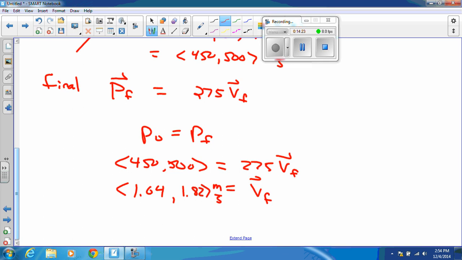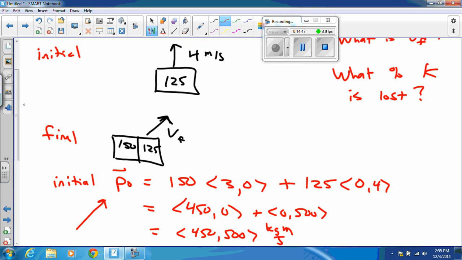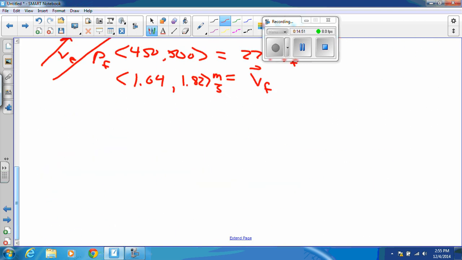And please notice that the V final is in exactly the same direction as the P final, it just has a different magnitude, which is the question we asked. So finding the V final is a simple matter of momentum accounting. Answering the second question, what percentage of kinetic energy is lost, is slightly more complicated. It's a matter of doing energy accounting.